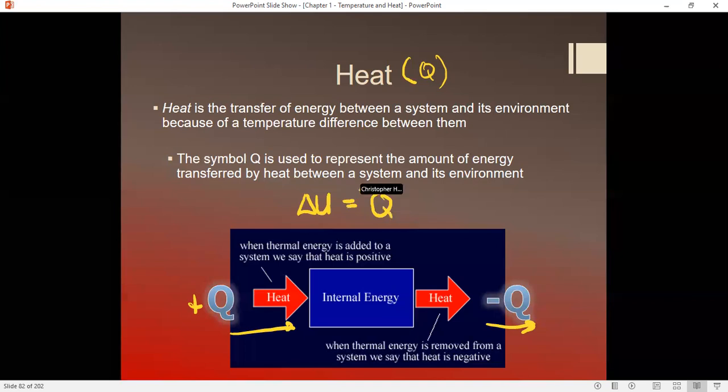Sorry, didn't mean to put that. Won't erase, there we go. The heat being added to the system, okay? Q represents the heat going into the system, okay? Conservation of energy. If you're gaining internal energy, it's got to be coming from someplace. It's coming from heat. If you're losing internal energy, then you're giving heat up.